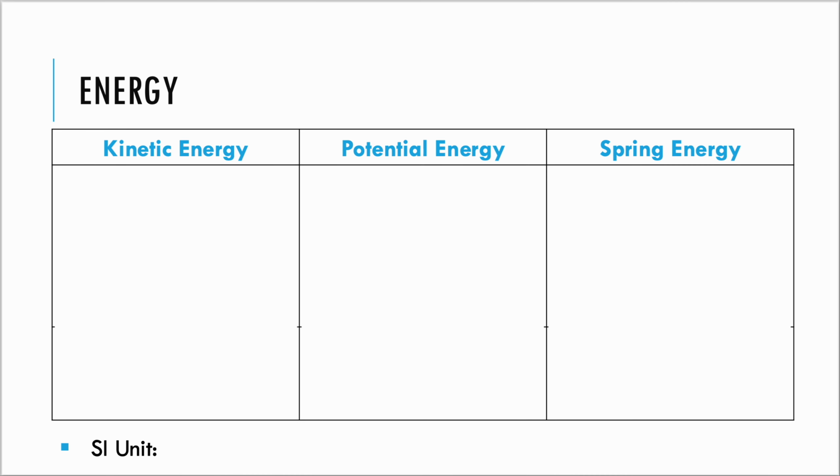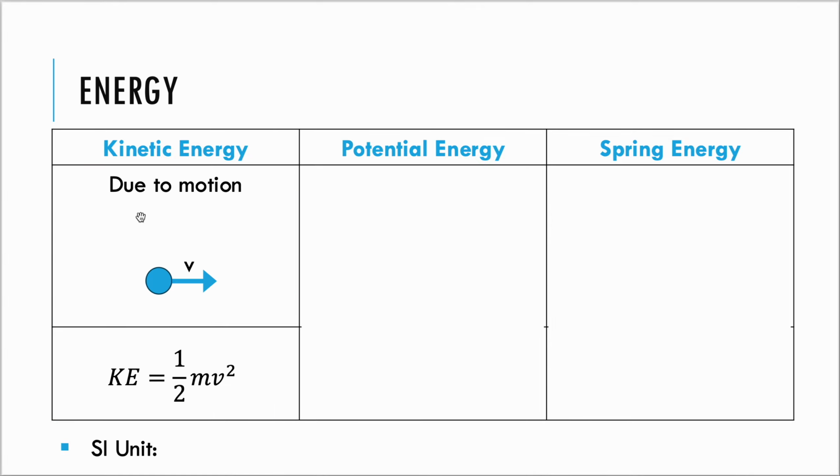Now let's look at energy. We've talked about different types of energies in this chapter. First, kinetic energy. We have kinetic energy due to motion. In this picture, we see a ball with a speed v and it's moving to the right. Because it has speed, it has kinetic energy, which is given by KE equals 1/2 mv squared, where v is the speed of the object.